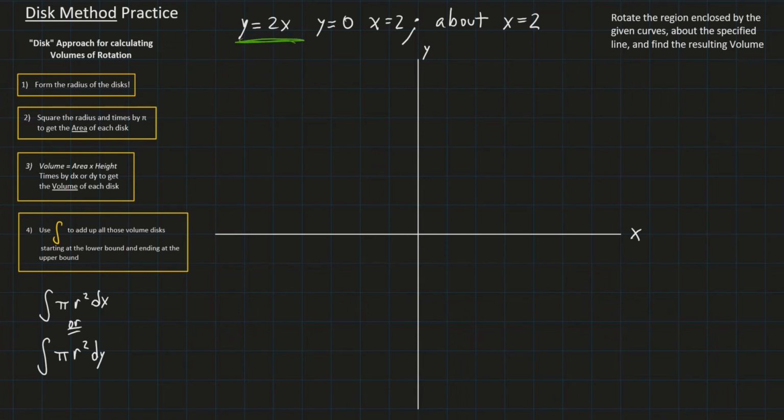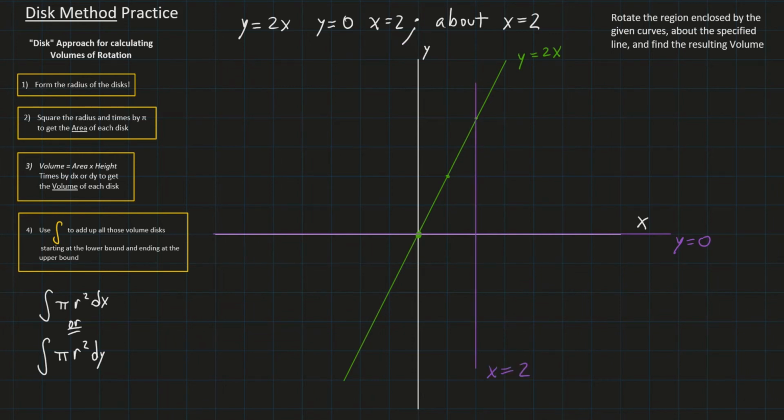Let's sketch this curve first. It's not too bad. It's just a line with a slope of 2 and a y-intercept of 0. Y is equal to 0: all the points that have y's of 0. And x is equal to 2: all the points that have x coordinates of 2, going to be this vertical line. So therefore, our region bounded by these curves is this triangle. And we want to rotate this area about the x is equal to 2 line, which is just this one.